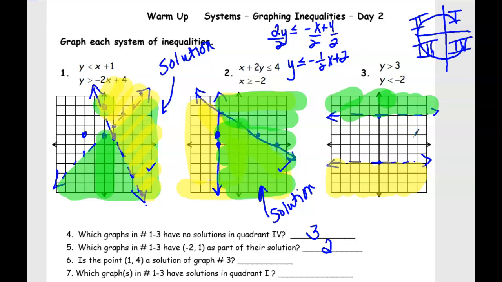And number 6 says, is the point (1, 4) a solution to graph 3? Well, graph 3 has no solution, so we're going to say no. And which graphs in 1 through 3 have solutions in quadrant 1?